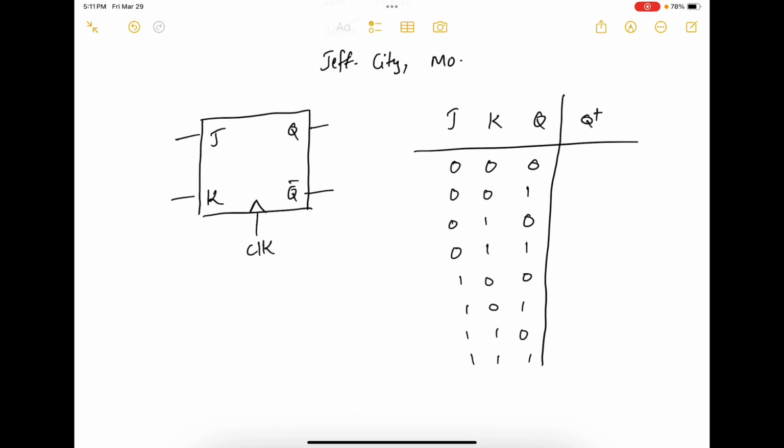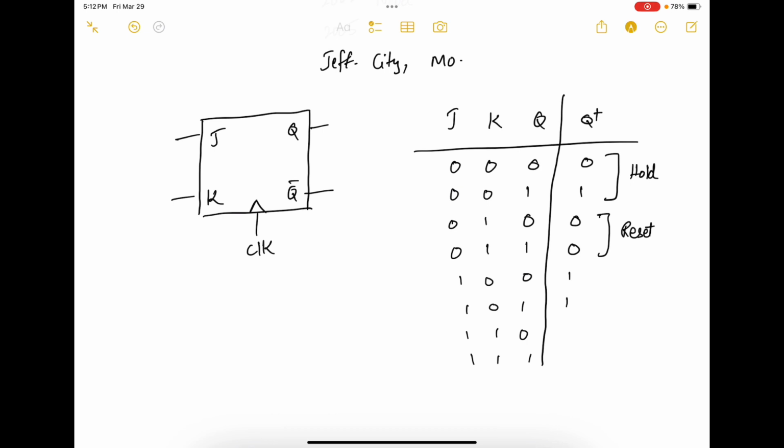When J and K are 0, 0 and Q is 0, your Q plus will be 0. And when JK are 0, 0 and Q is 1, it's going to be 1. So that's the hold operation. It's similar to the SR flip-flop or the SR latch. Now when J is 0 and K is 1 and Q is 0, your next state will be 0. And even in the second case, it's going to be a 0. And this corresponds to the reset operation of the SR flip-flop or the SR latch.